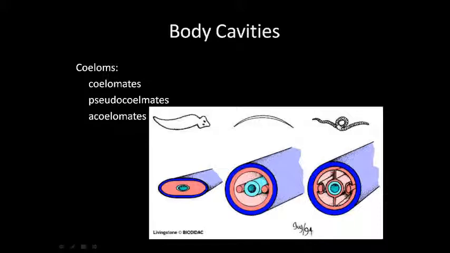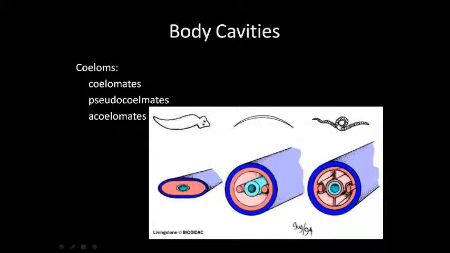When it comes to body plans, there are 3 different types of body cavities. First, animals that possess a coelom, which is a fluid-filled cavity within the mesoderm. These are considered to be coelomates. This means that these organisms have a true cavity where their internal organs are lined by the mesoderm on both sides, suspending their internal organs.